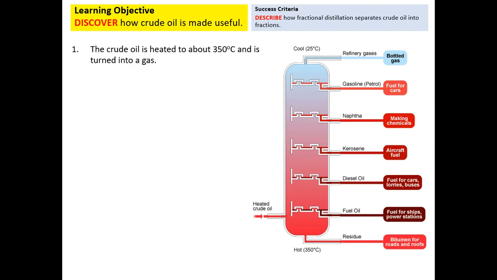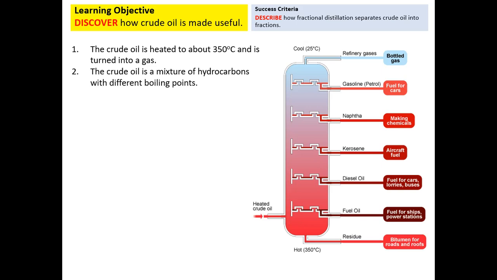So the first thing that happens is the crude oil is heated to about 350 degrees C, and the whole point is that it's vaporized. We want it to turn into gas. Now, not all of it will turn into a gas. Some of this will be a residue that remains as a liquid and is removed from the bottom, and that is used for roads, for the tar on roads.